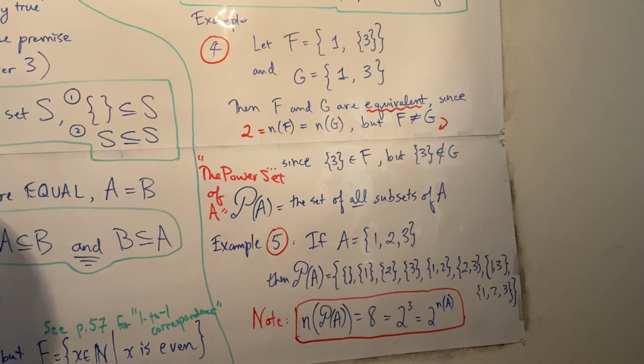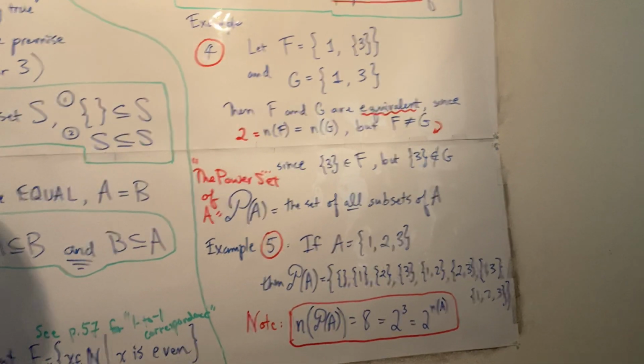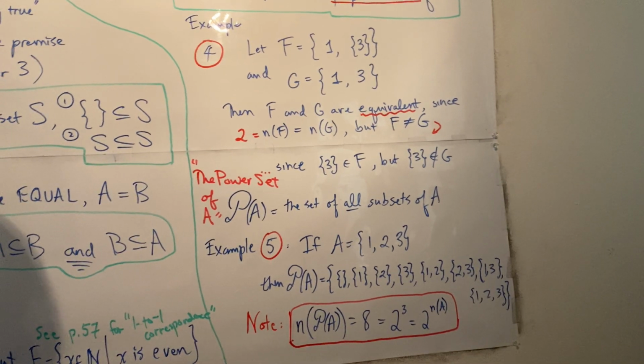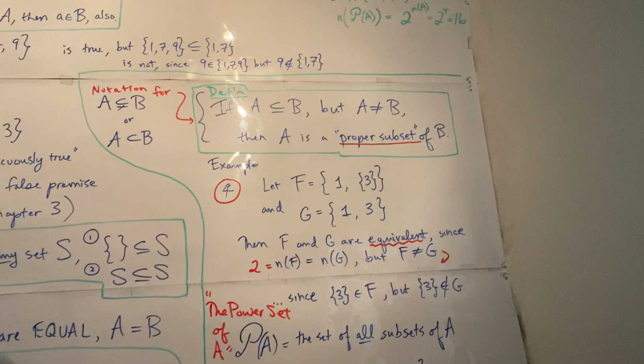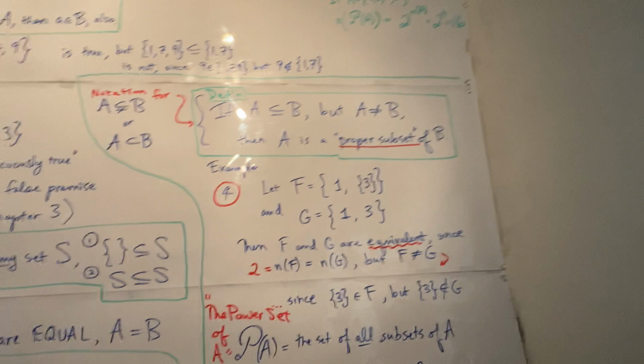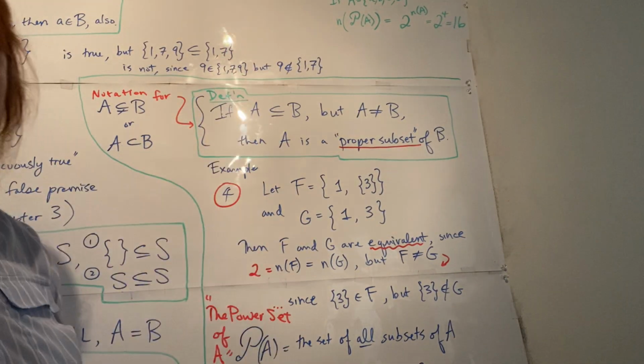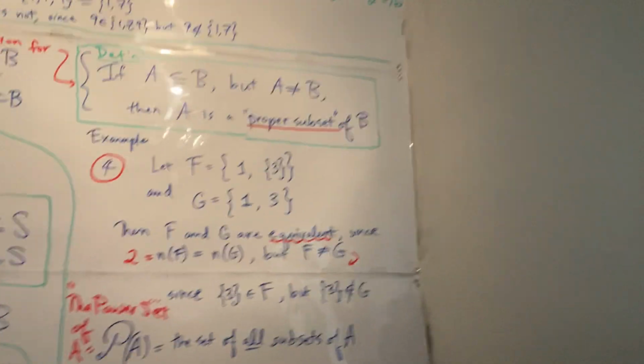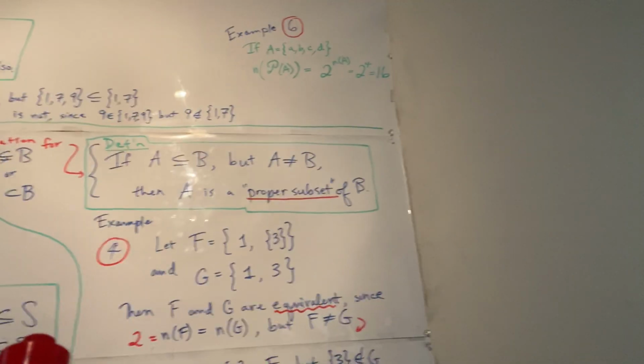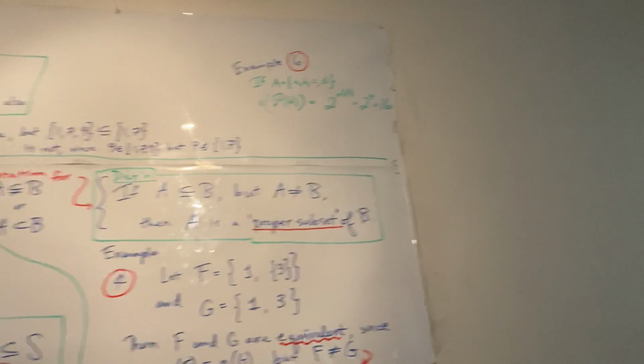Let's sort of take one more example of calculating the number of subsets of a set. This last little example here in green. Can you see that? Nope, not yet. All right, way up there.